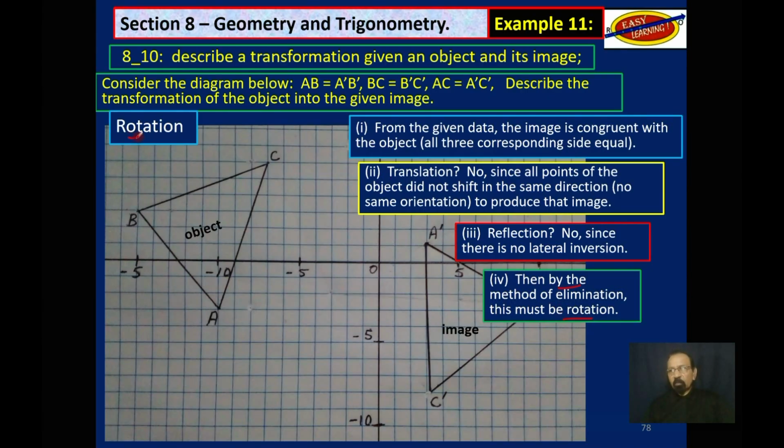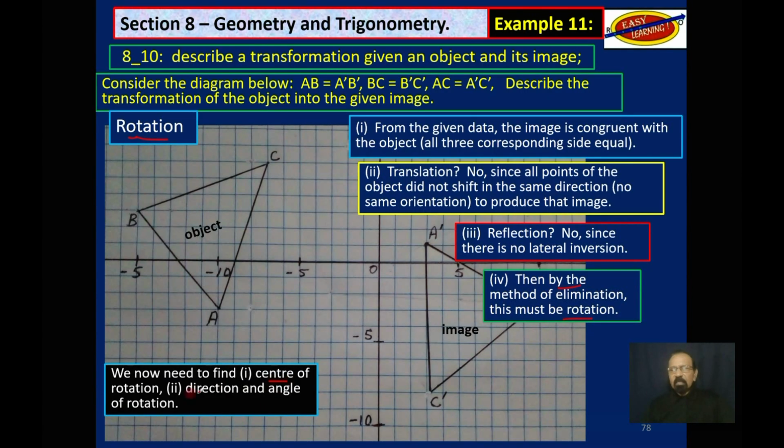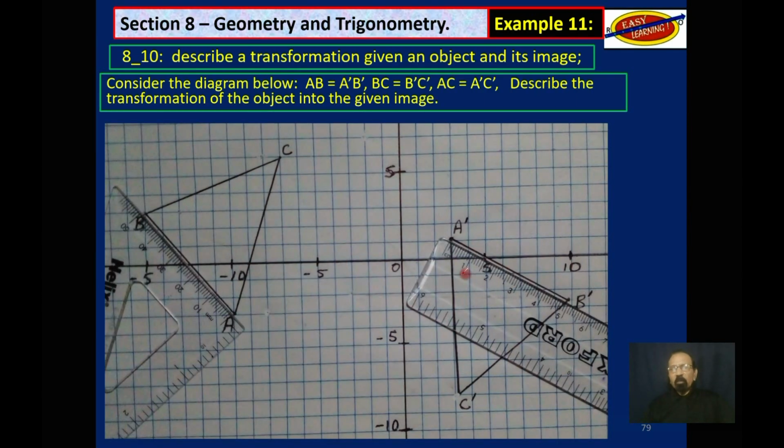So that leaves us with rotation. So we can say it is rotation. Now we need to find the center of rotation, which is fairly easy, and the direction and angle of rotation, which is a little harder. Now, by the way, if you are not given this data up here, you are just given the drawing, you would have to take some measurements to ensure that these are congruent to each other.